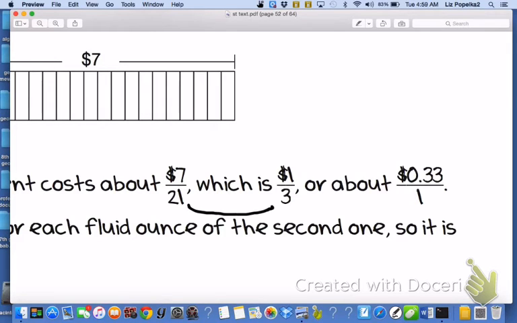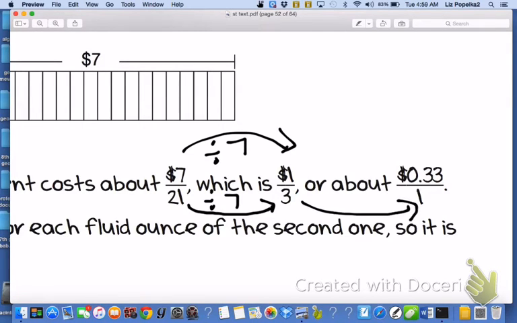So you can see here, from 21 to 3, she scaled down, dividing by 7, which means she scaled down the numerator, dividing by 7. Then she scaled down again to go from 3 to 1. She had to divide by 3. Up here, she had to divide by 3. So that means in the smaller example, she was paying around 33 cents an ounce, according to the estimate.